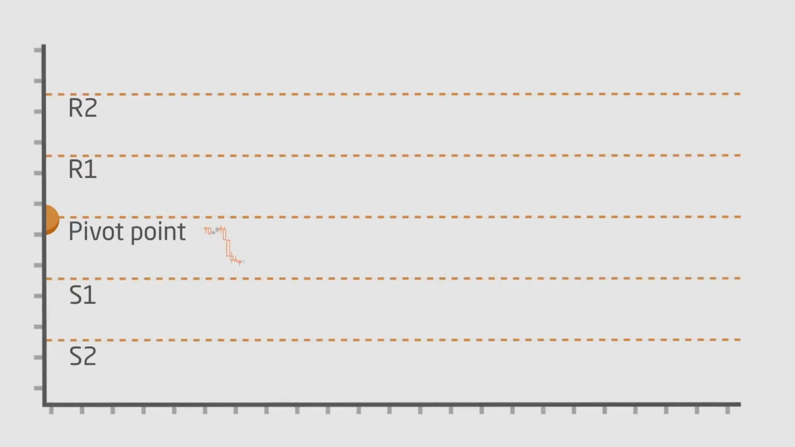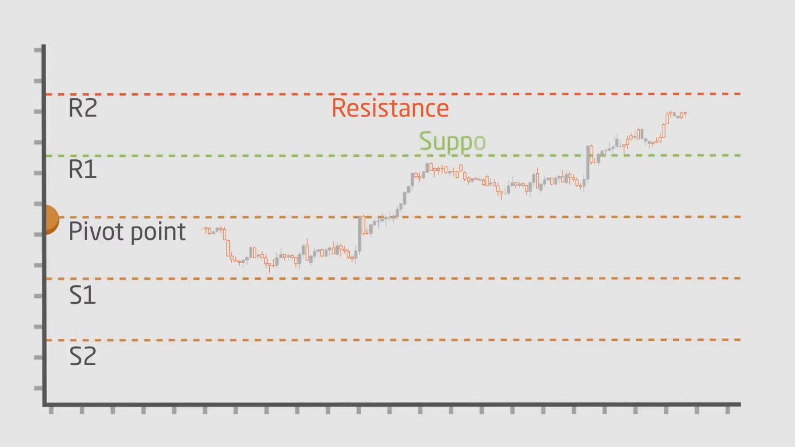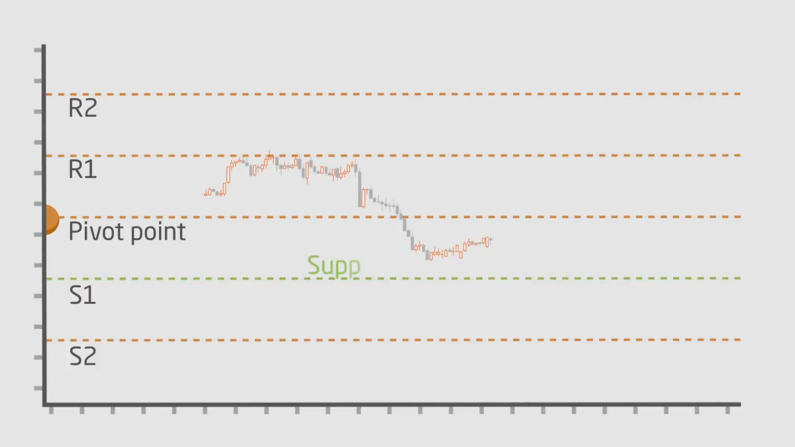When price action crosses above the pivot point, R1 becomes the overhead resistance, and the pivot point becomes support. When R1 is broken, R2 becomes overhead resistance, and R1 becomes support. Similarly, when price action crosses below the pivot point, S1 becomes support, and the pivot point provides resistance. When S1 is broken, S2 becomes support, and S1 provides resistance.